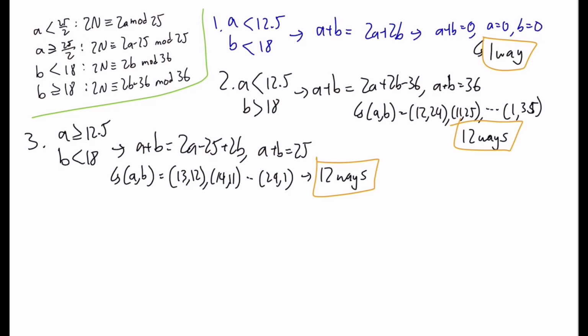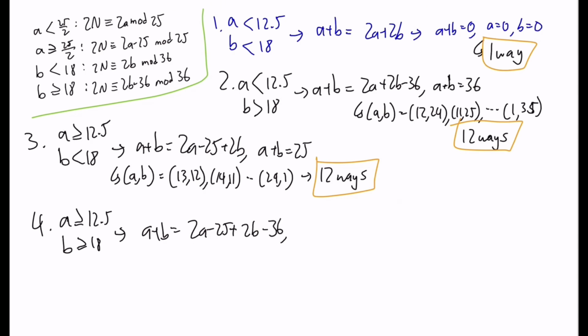Lastly, when both are greater. So it's when a is greater than or equal to 12.5 and b is greater than or equal to 18. This is going to be when a plus b equals 2a minus 25 plus 2b minus 36. This is going to mean that a plus b equals 25 plus 36. Therefore, this just means that a and b have to be equal to 25 and 36.